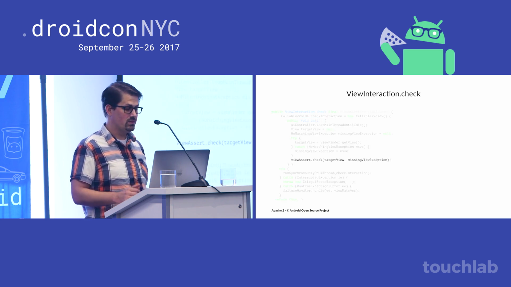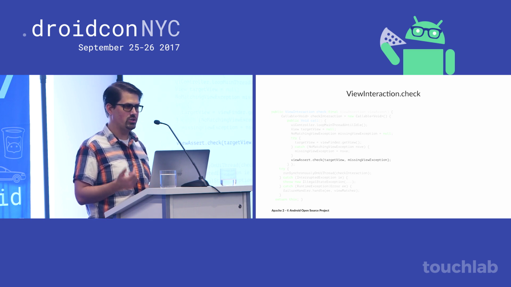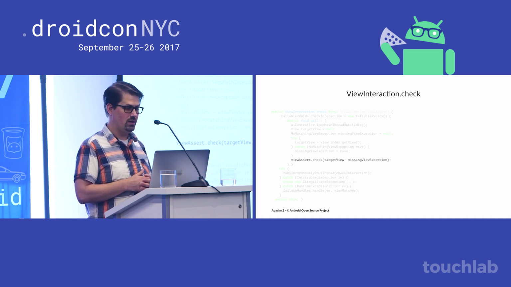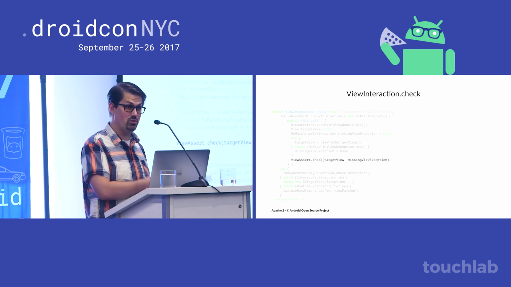All right, so now we have this view assert, which I'll talk about in a minute, and we're going to call check on that. And we pass in two things. We either pass the view or we pass the missing view exception, which we caught above. So we don't catch the ambiguous view matcher exception. That just causes your test to fail. But you'll notice here, it catches the view missing exception. It passes that into the view assertion.